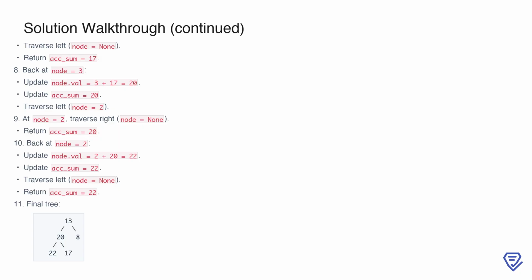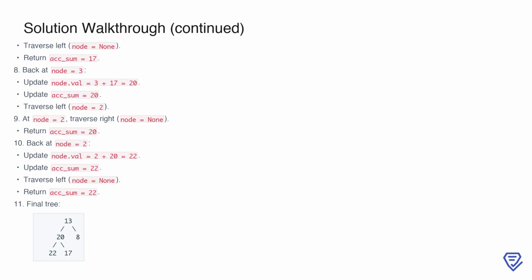accumulated sum to 17. We attempt to traverse the left subtree of node 4, but there's no left child, so we return the accumulated sum of 17. Now, back at node 3, we update its value to 3 plus 17 equals 20 and update the accumulated sum to 20. Moving to the left subtree of node 3, we reach node 2.